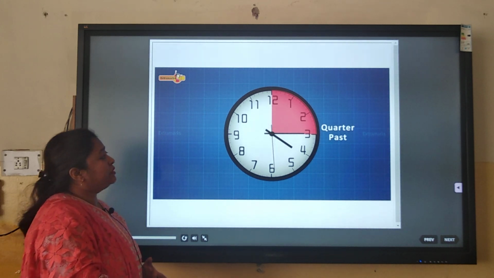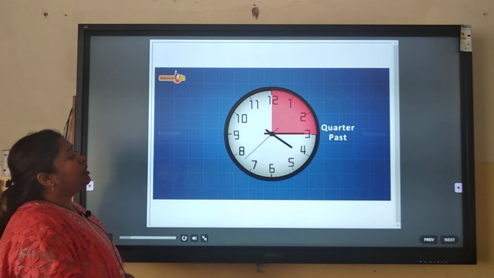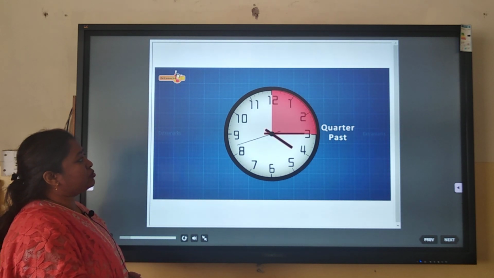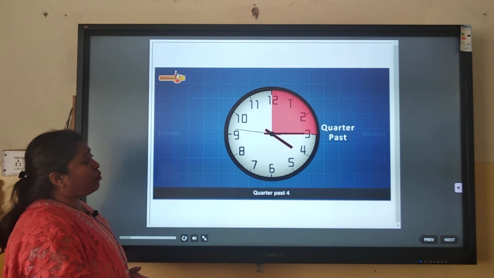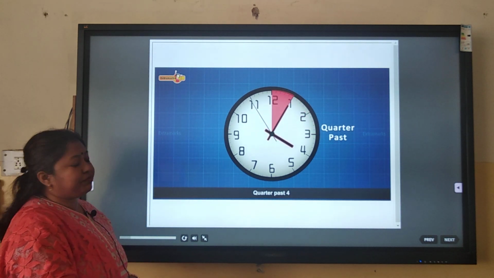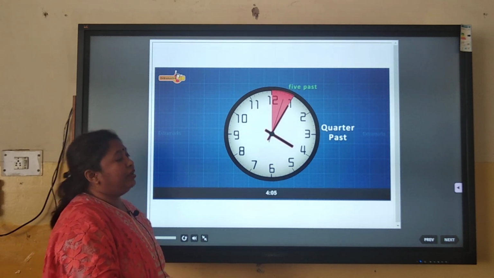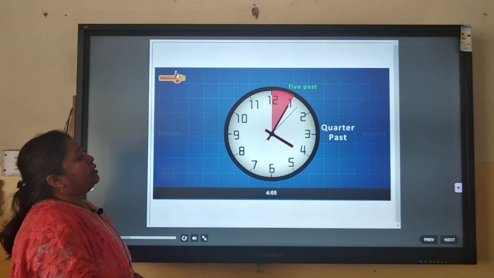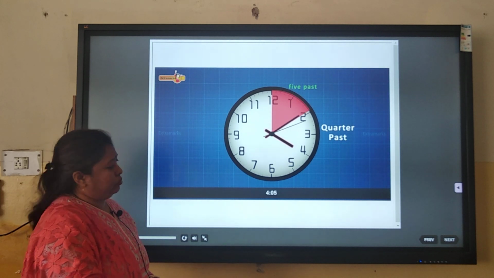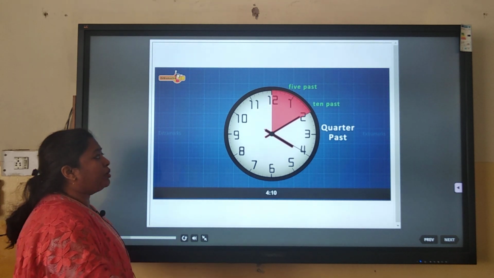Okay children. Now suppose the minute hand is on 1 in place of 3. Then what will we read it as? We will read it as 4:05. In the same way, if the minute hand is on 2, then what will we read it as? We will read it as 4:10.